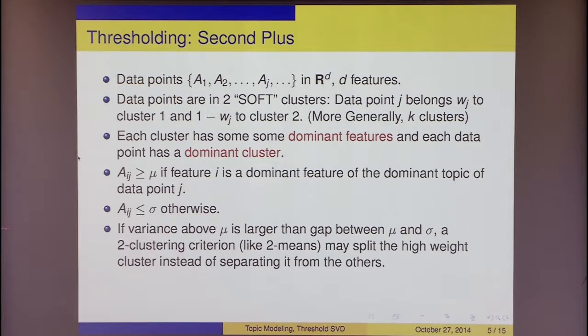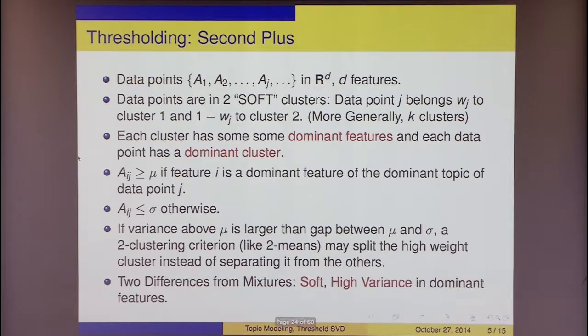Then if you just use two means, if you use any of your clustering criteria, you'll fail. It'll split the high weight cluster because it's very high spread, right? Very high variance compared to the low weight cluster. So normal clustering won't work, but lo and behold, thresholding will. So if I threshold at mu, then the variance is taken care of, because everybody above mu becomes 1. And the variance is 0, right? If I knew mu and I thresholded at mu.